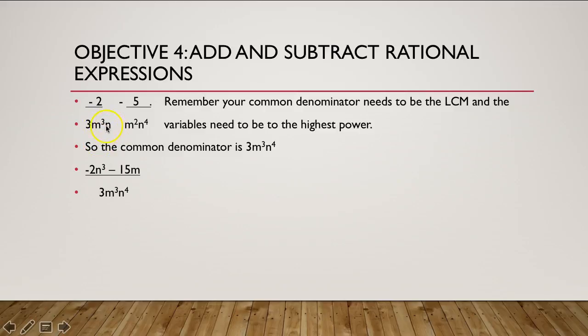This one has to be multiplied by n to the third, so you also have to multiply the numerator by that. This one needs to be multiplied by the 3 and an m, and that's how you get the 15m.